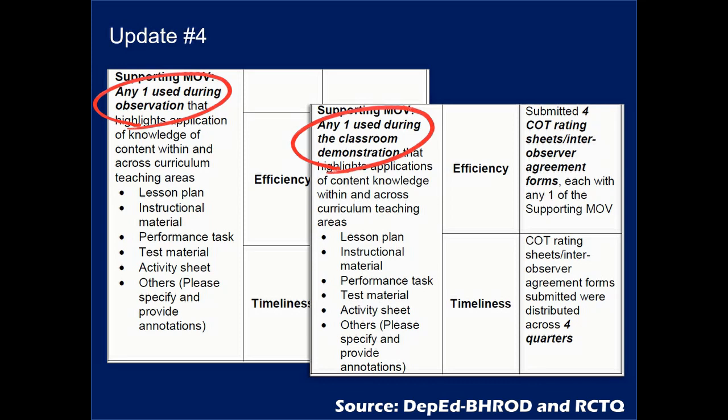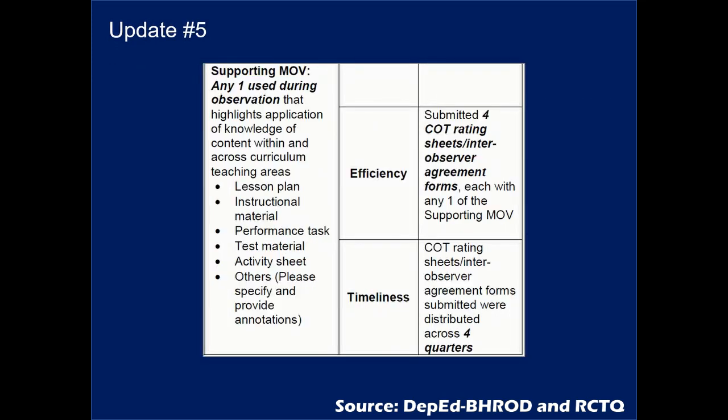Update number 5. The supporting MOVs for all classroom observable indicators are not numbered, but bulleted. This is to eliminate the misconception that supporting MOV is a checklist and all items have to be submitted. Again, not all, but only one from these bulleted items will be submitted as supporting MOV.